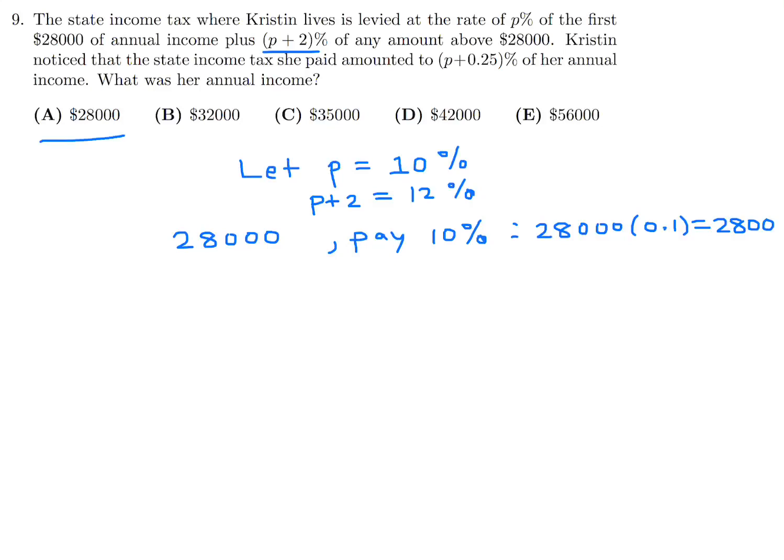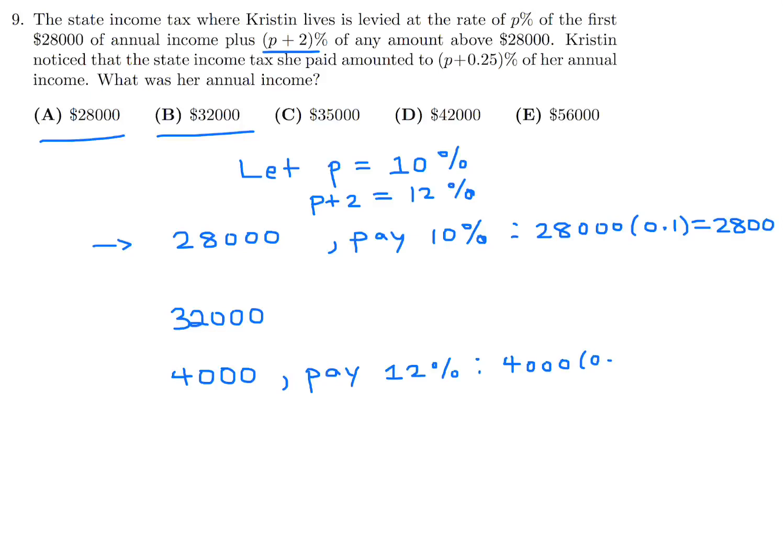So for example, the first answer choice is 28,000, so I'm going to use the second answer choice as an example. Let's say her income is 32,000. She's already paid 10% on the first 28,000. Now from 28,000 up to 32,000 is $4,000. On that, she's going to pay 12%. All right? So that would be 4,000 times 0.12, and that is equal to $480.